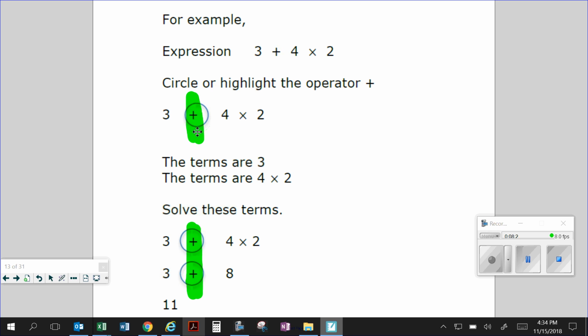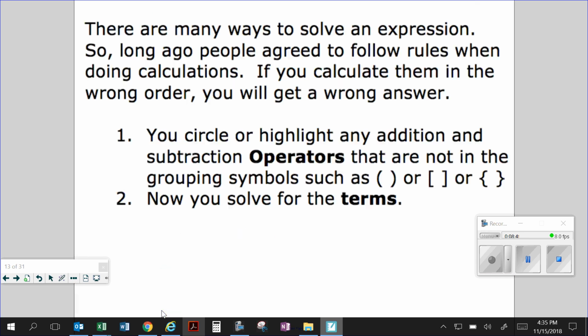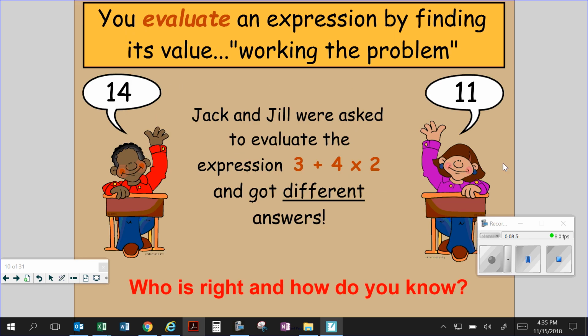So you highlight this. The first term is 3. The second term is 4 times 2. Notice how this operator separates two expressions, 3 on the left side and 4 times 2 on the right side. Now you can solve it. What is the left term? It's just 3. And on the right term, you see 4 times 2, which is 8. So 3 plus 8 is 11. That's why Jill is correct.